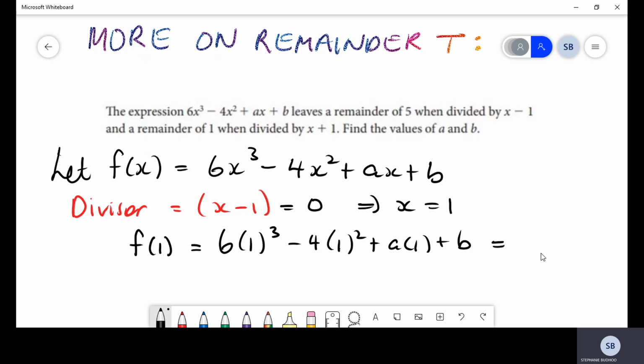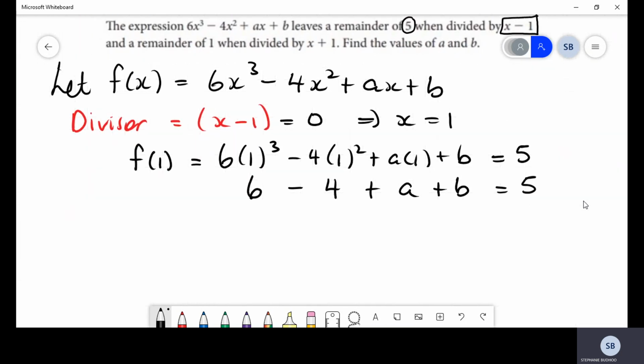So the question also said that when our function is divided by x minus 1, it leaves a remainder of 5. So we can actually equate this to 5. Now we are going to get an equation where on the left-hand side we will have 6 subtract 4 plus a plus b. And on the right-hand side, our remainder worked out to be 5.